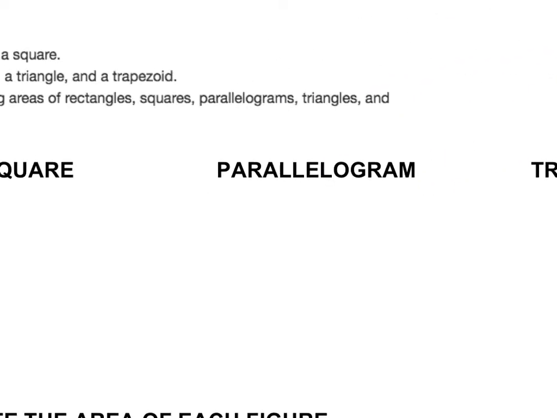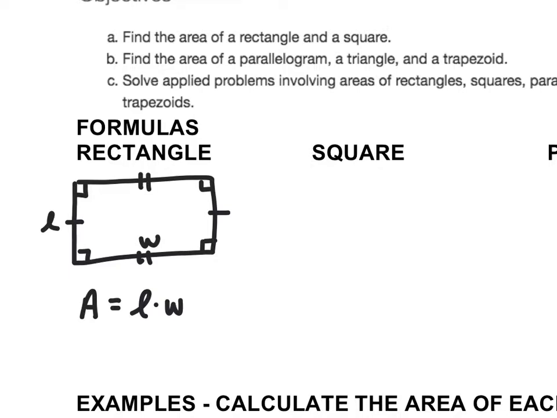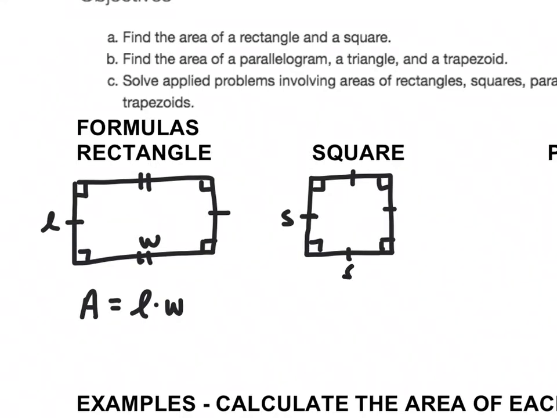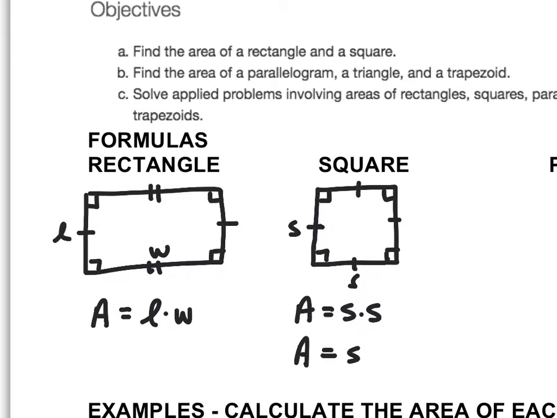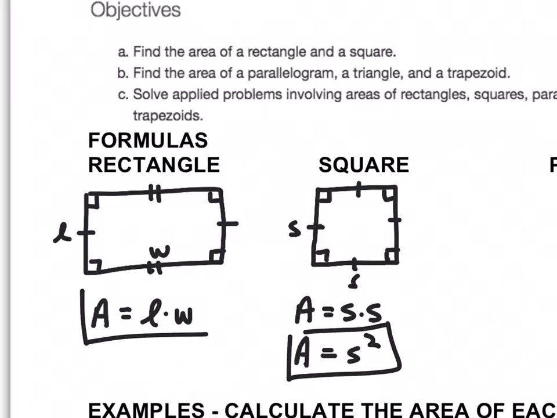All right, let's move on down to a square. A square is similar to a rectangle. Every square is actually a rectangle, but not every rectangle is a square. What I know about a square is that all my sides are congruent and all of them have right angles. I'm going to call this a side length, S. So my area would be S times S, or you could write it as S squared. I could draw 2's, but they're hard to draw in this program for some reason.